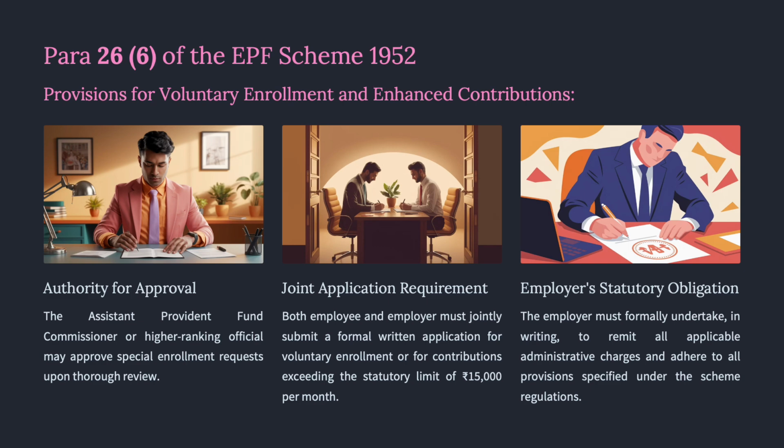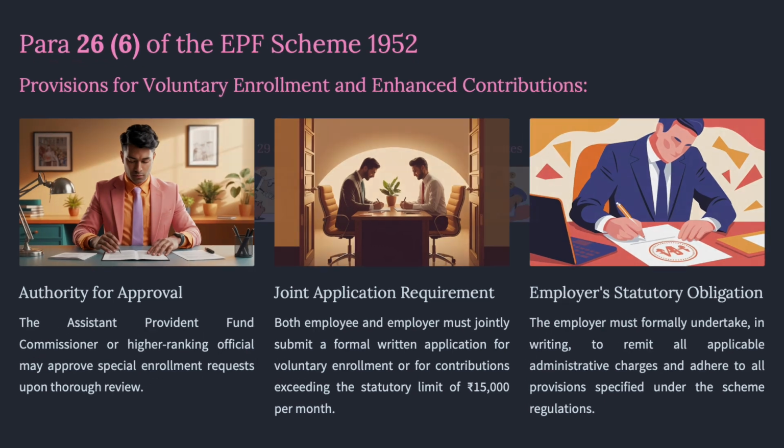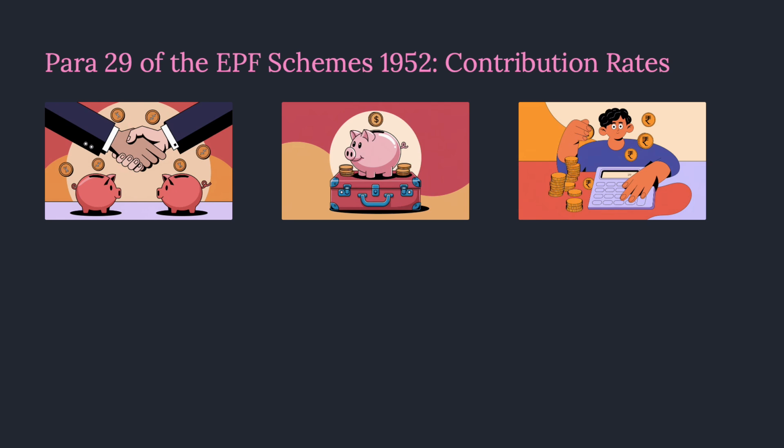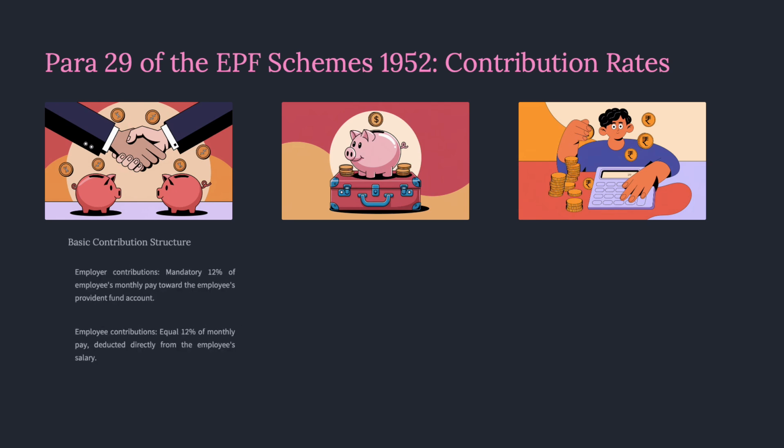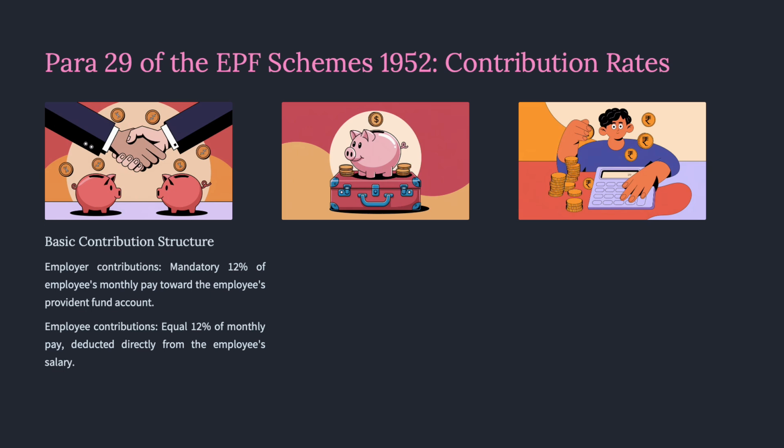The employer must formally undertake in writing to remit all applicable administrative charges and adhere to all provisions specified under the scheme regulations. Para 29 of the EPF Schemes 1952. Contribution rates. Basic contribution structure. Employer contributions. Mandatory 12% of employees' monthly pay toward the employee's provident fund account.